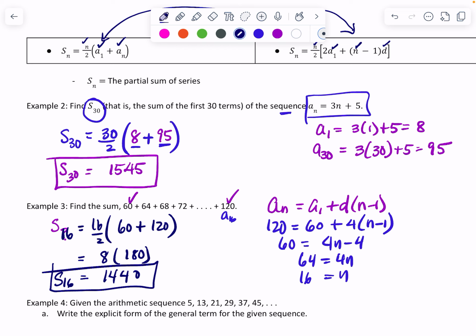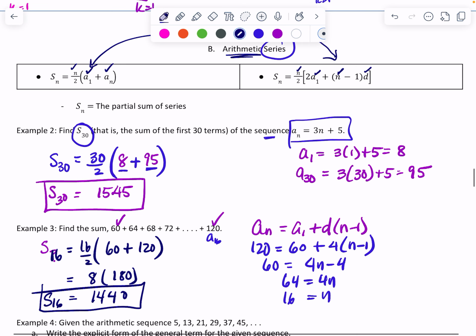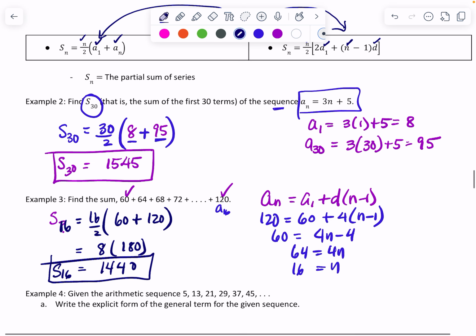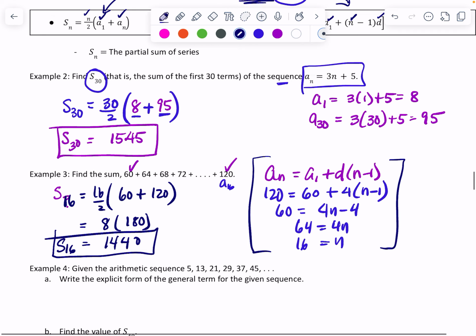Again, we didn't know what n was. We didn't know how many terms there were. So I couldn't have used either of the formulas. I needed to find that n, and last lesson, which is this part, helped me find it.